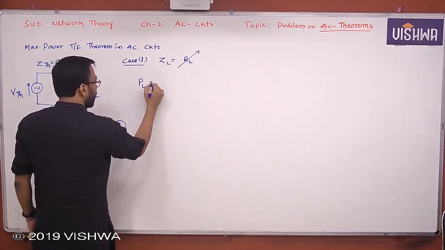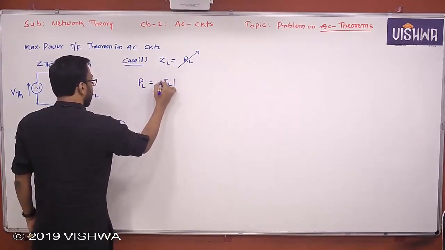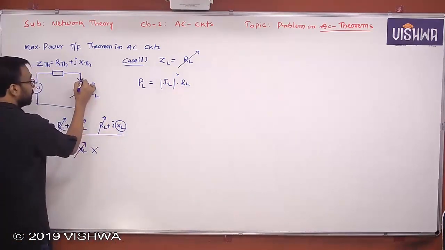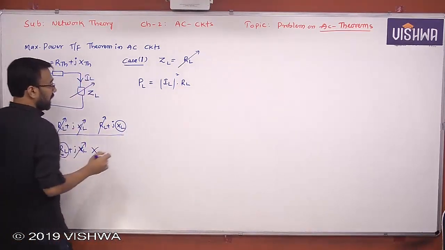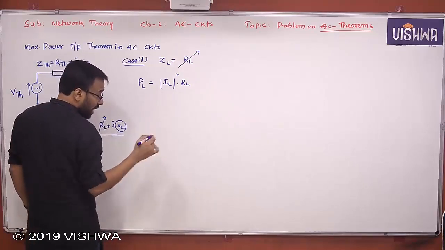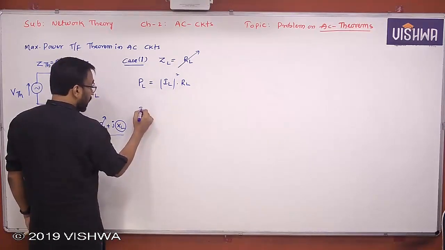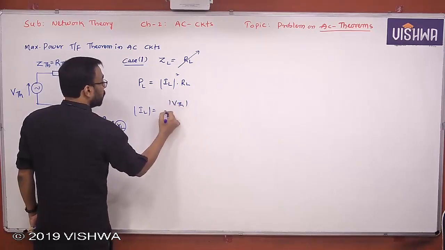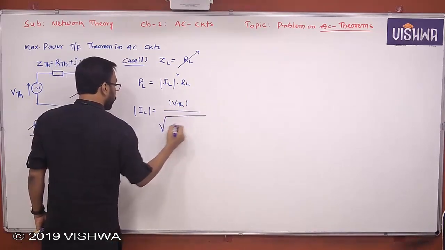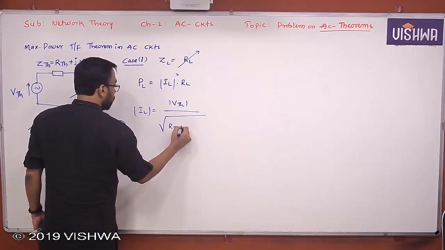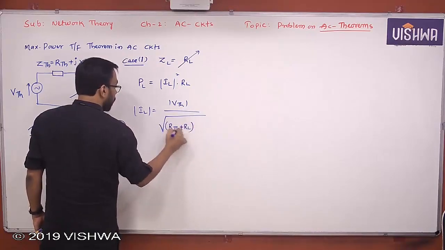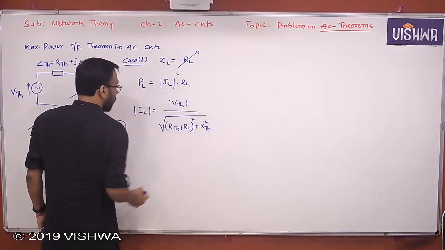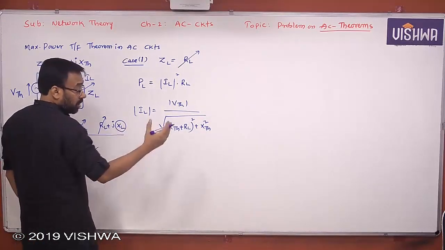Okay, so what is PL actually here? IL square into RL. But what is IL here? And I want only RMS magnitude. I don't require the total complex. So IL magnitude is VTH magnitude by root of (RTH plus RL) whole square plus XTH square. Yes or no? Okay. This is the current through the load.